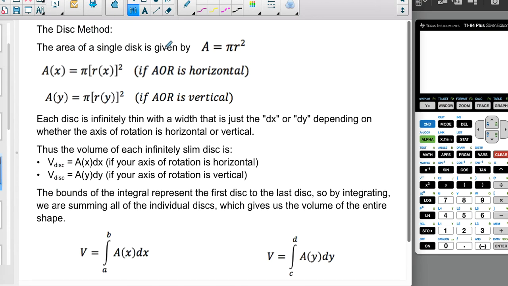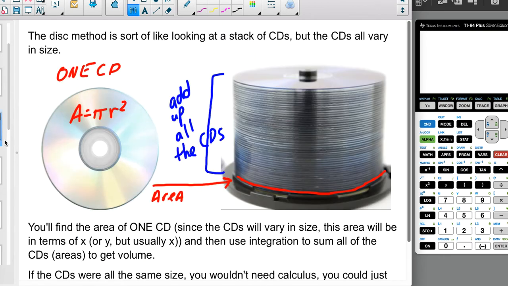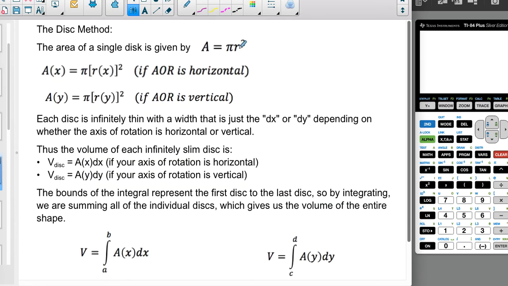The area of a single disk is given, as you would expect if we go back to that CD, by pi r squared, because it's just a circle, right? So this is a circle with radius r, pi r squared is the area. Ignore the fact that this looks like an empty hole in the middle. We're going to assume it's a solid disk.